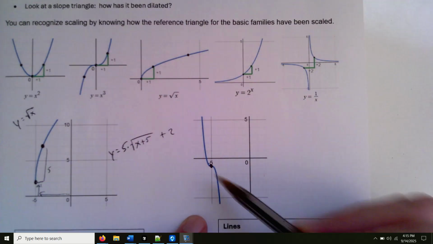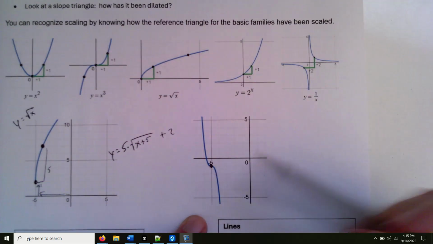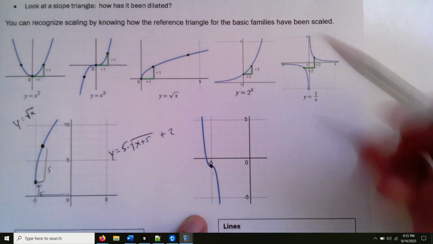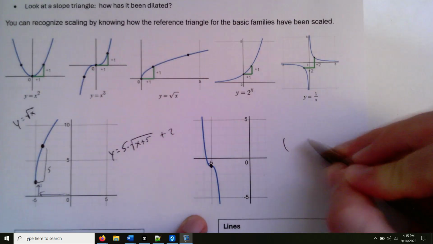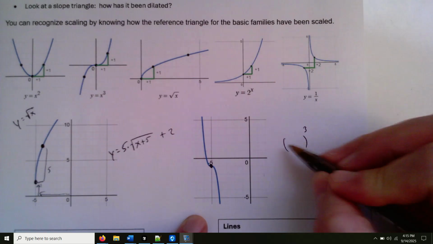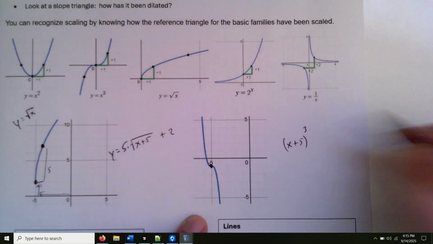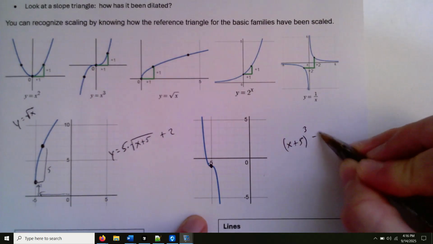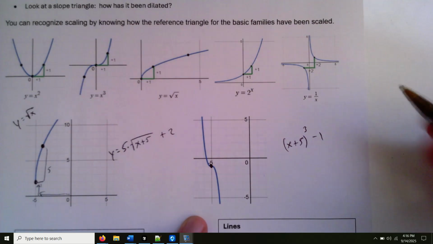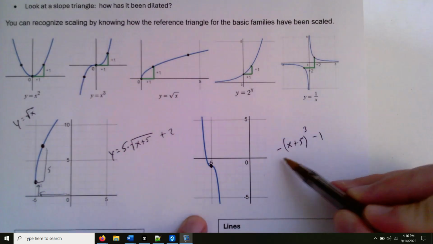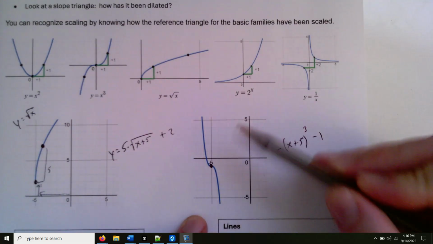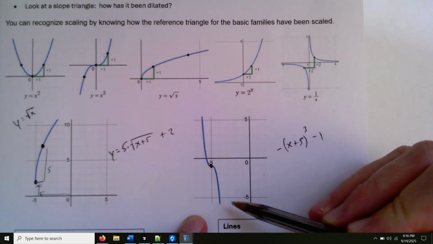First, let's write the translations. So the reference point that used to be at the origin has been shifted left by 5 and down by 1. So I've got a cubic. Left by 5 would be plus 5 on the inside. Down by 1 would be minus 1 on the outside. If I'm going to vertically reflect it, I'll put a negative sign on the outside of the function because that's going to affect y values, which is going to vertically reflect them.